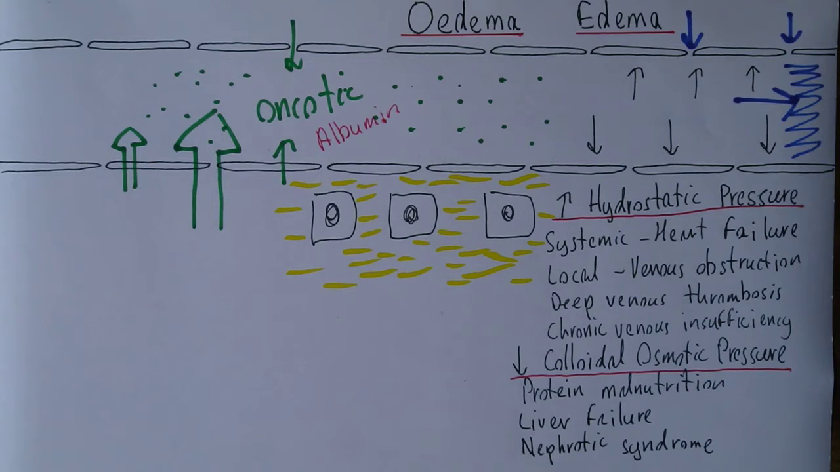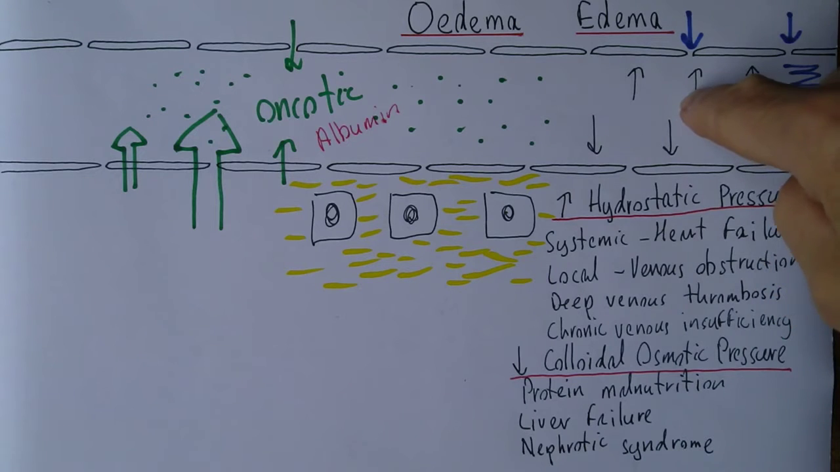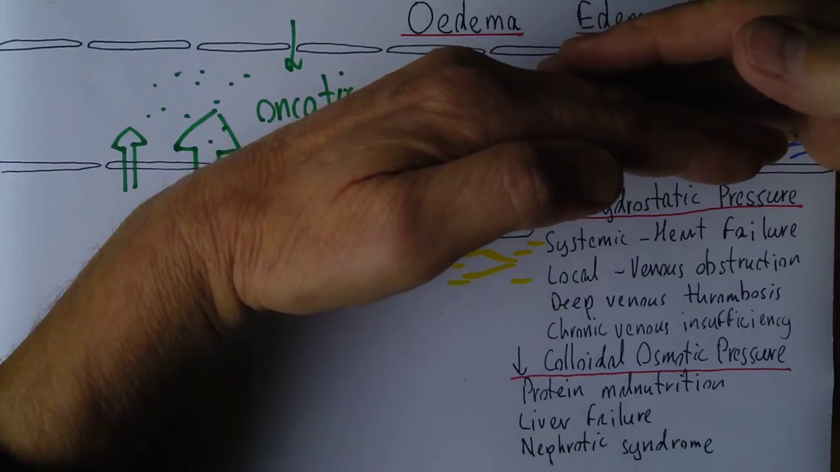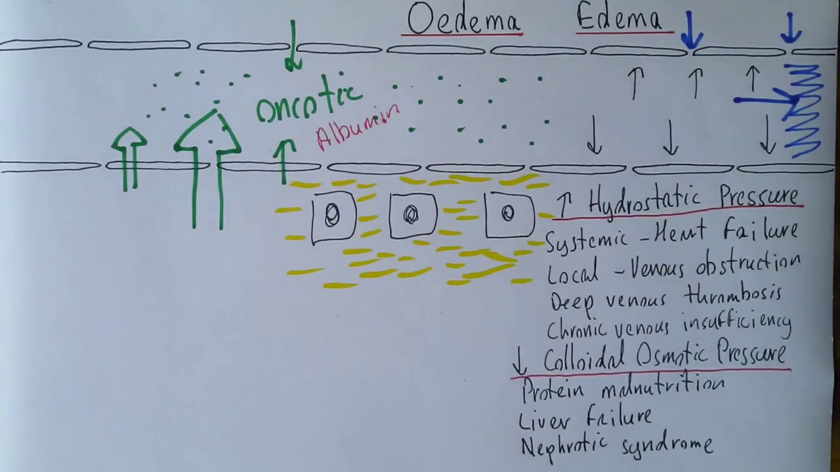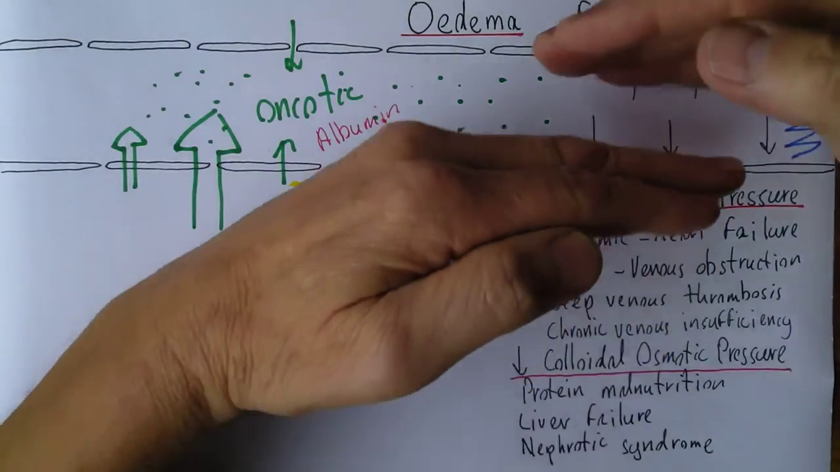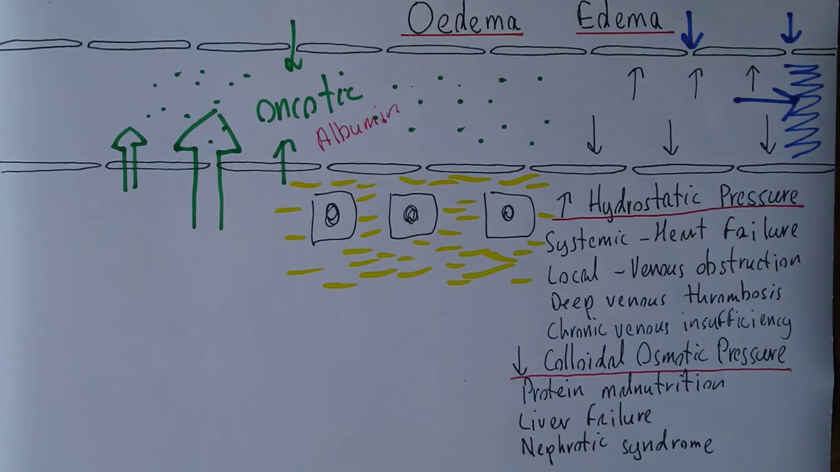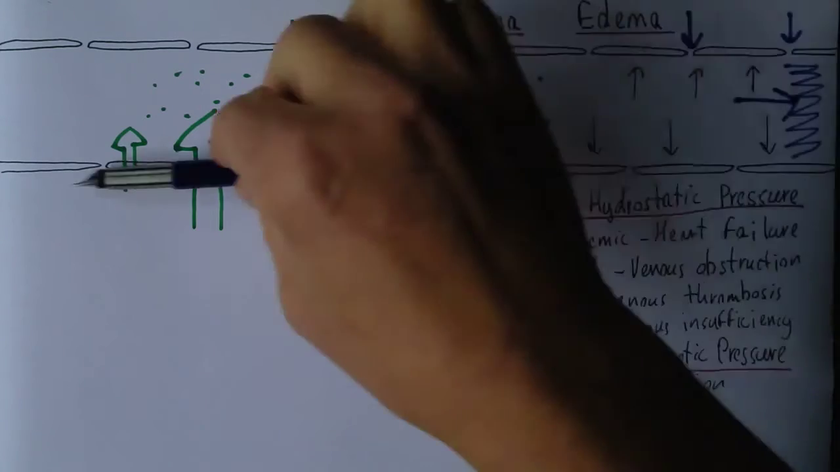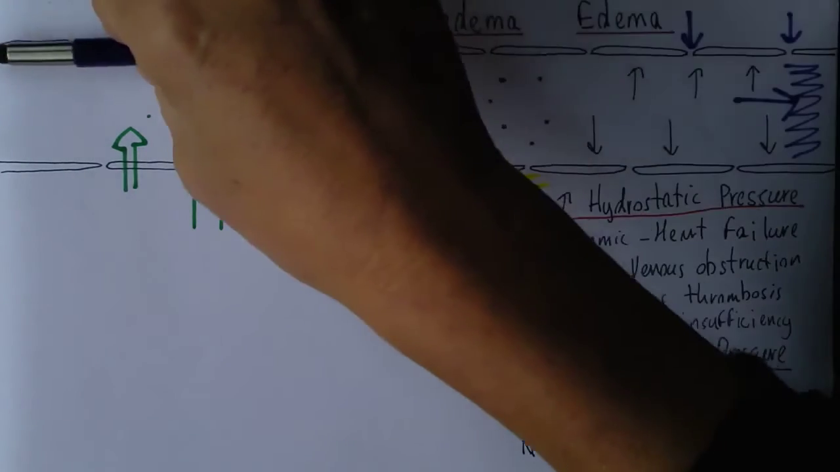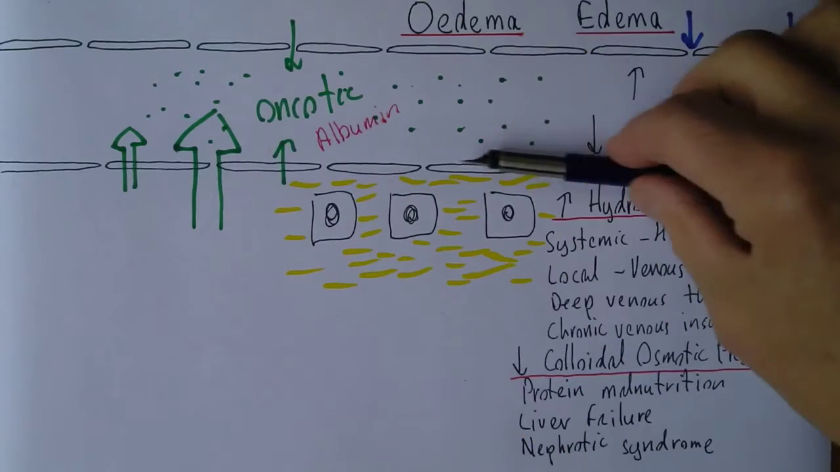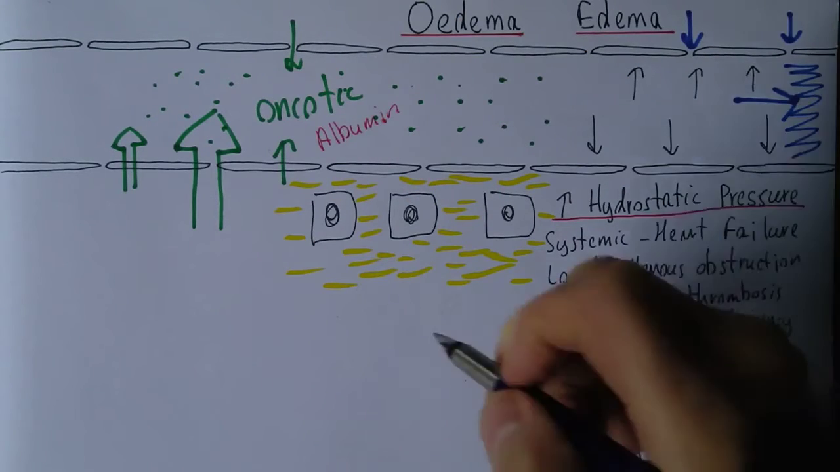So we can have the increased hydrostatic pressure keeping the fluid out, stopping it being reabsorbed, or we can have the decreased colloidal osmotic pressure, reducing the suction effect back in. But one of the interesting things is that in both of these conditions, the wall of the blood vessel is intact. It's still tight.